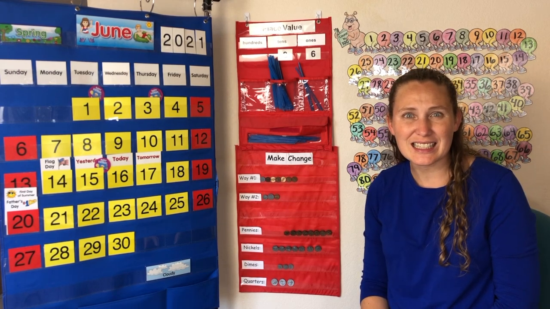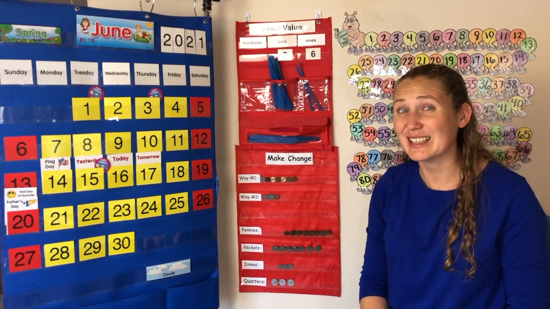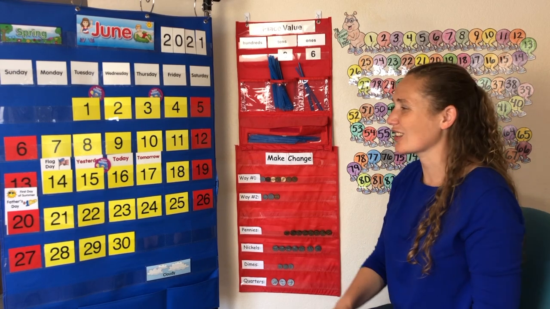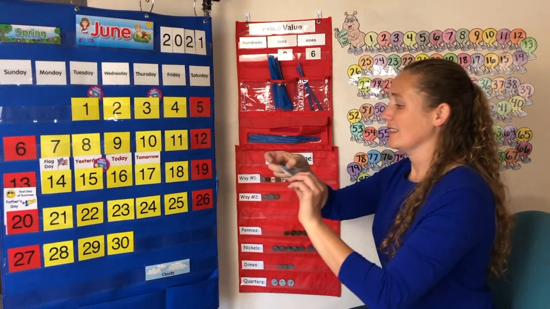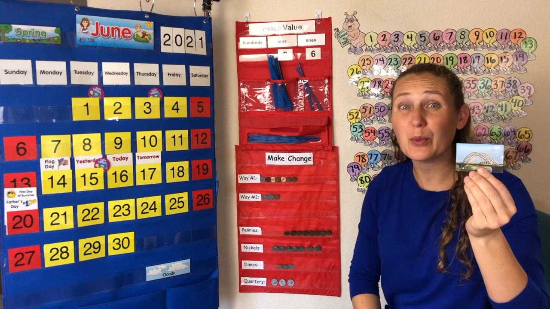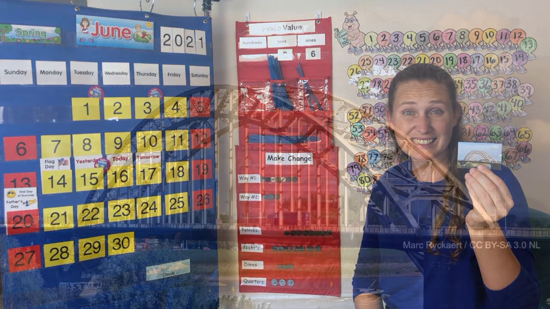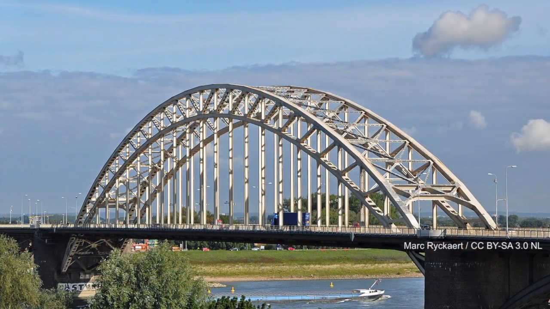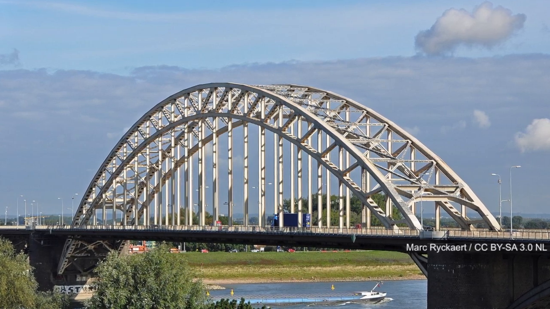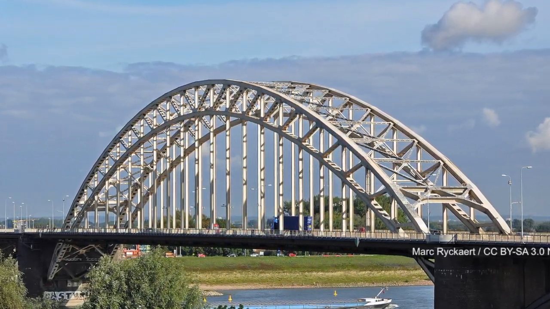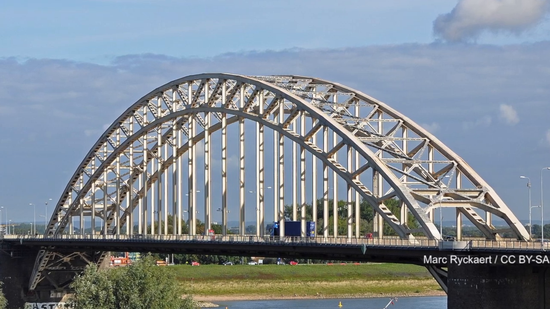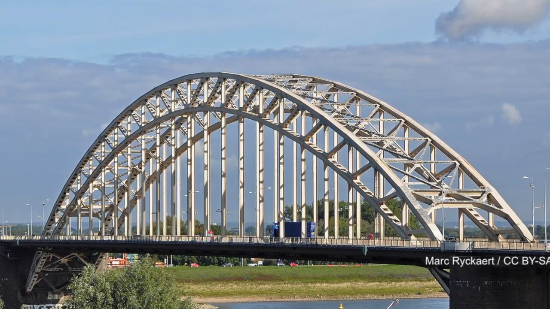Are you ready to see what happened today in history? Let's take a look. Do you know what bridge this is? On June 16th, 1936, the Waalbrug Bridge in the Netherlands opened. Until 1936, all traffic had to use the ferry or the railway bridge.